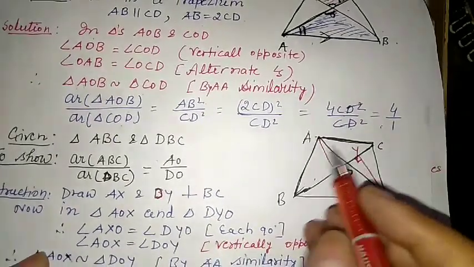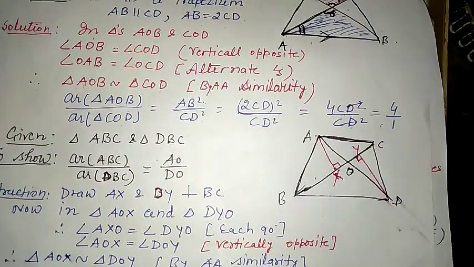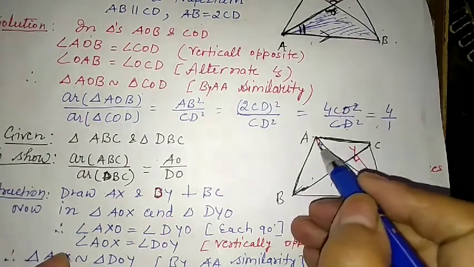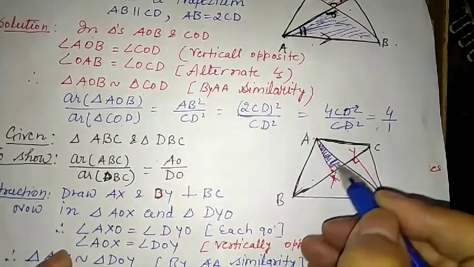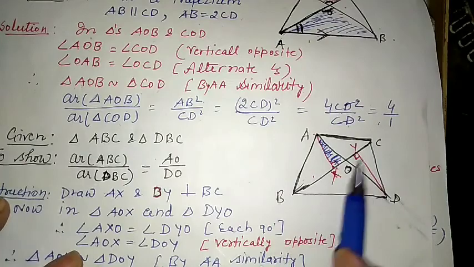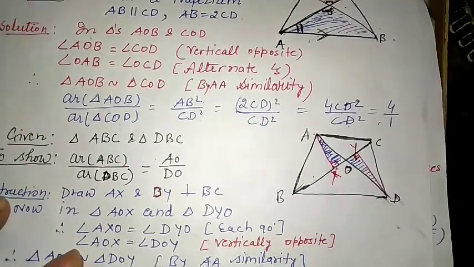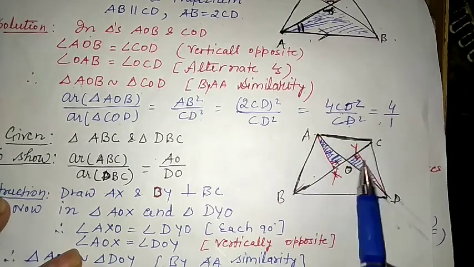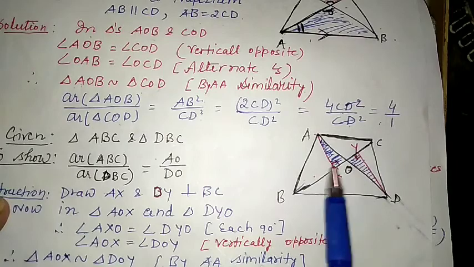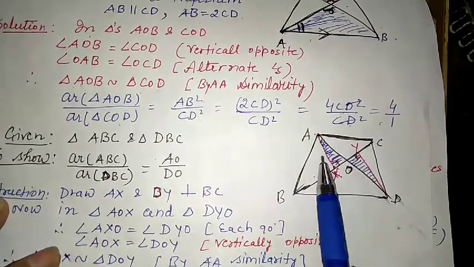Now in triangle AOX, which triangle we have to take? This triangle AOX, and triangle DOY, this one. These two triangles we have to choose. Now in these two triangles we will make them similar triangles.